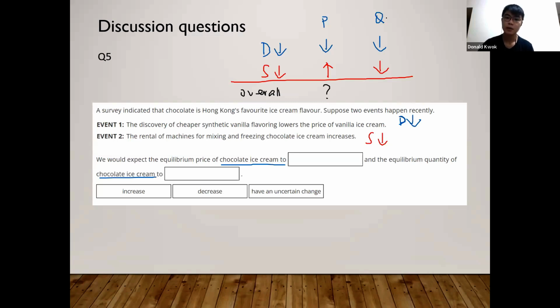While for the equilibrium quantity, since both the decrease in demand and the decrease in supply would lead to a fall in equilibrium quantity, we are sure that the overall change in quantity must be a decrease. So this is how we can conclude this problem. The equilibrium price is uncertain, while the equilibrium quantity must fall.